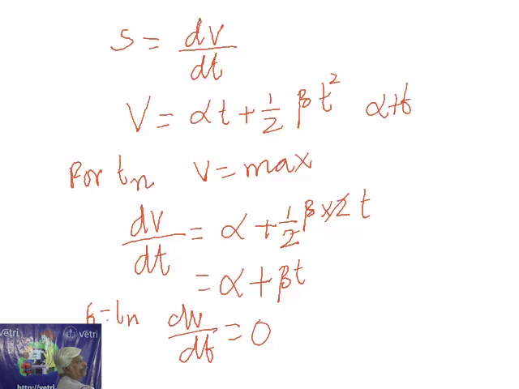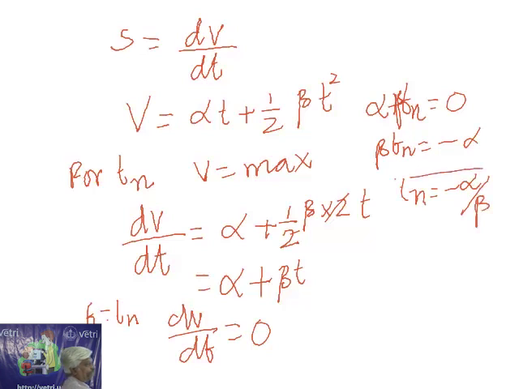Therefore, alpha plus beta Tn equals 0, or beta Tn equals minus alpha, or Tn equals minus alpha by beta. This is the formula for neutral temperature. So if in any problem the values of the constants alpha and beta are given, simply substitute them and we can find the neutral temperature. Otherwise, I have given a formula on the previous board, we can use that formula.